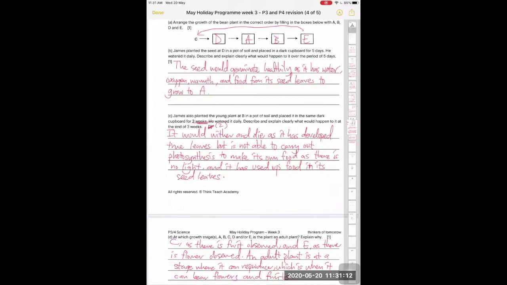Right, so those who are done, just let me know what's your answer for 10A. Okay, and 10B.